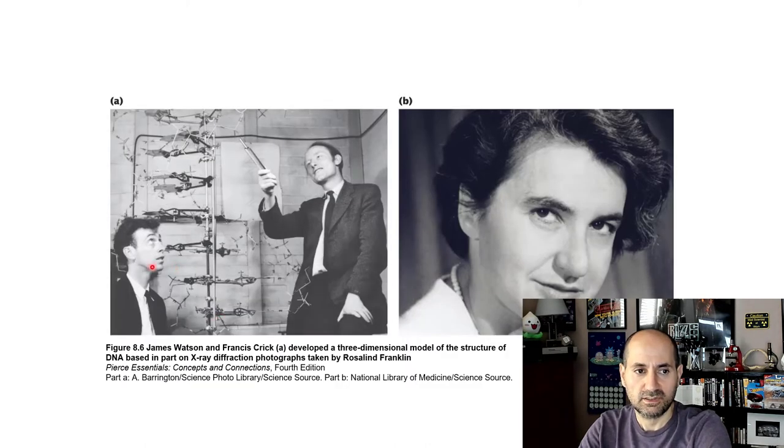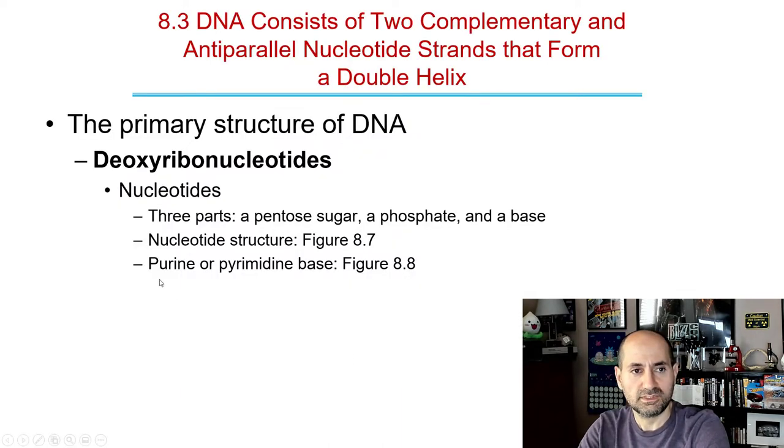So here's Watson on the left and Crick on the right. Watson was the student of Crick's, and this is their proposed double-strand DNA that ended up being the correct structure of DNA. But again, it was based on the actual laboratory work of Rosalind. So now we know the primary structure of DNA, and we know that it's based on the subunits deoxyribonucleotides. It's these nucleotides that are the building blocks of DNA and RNA.